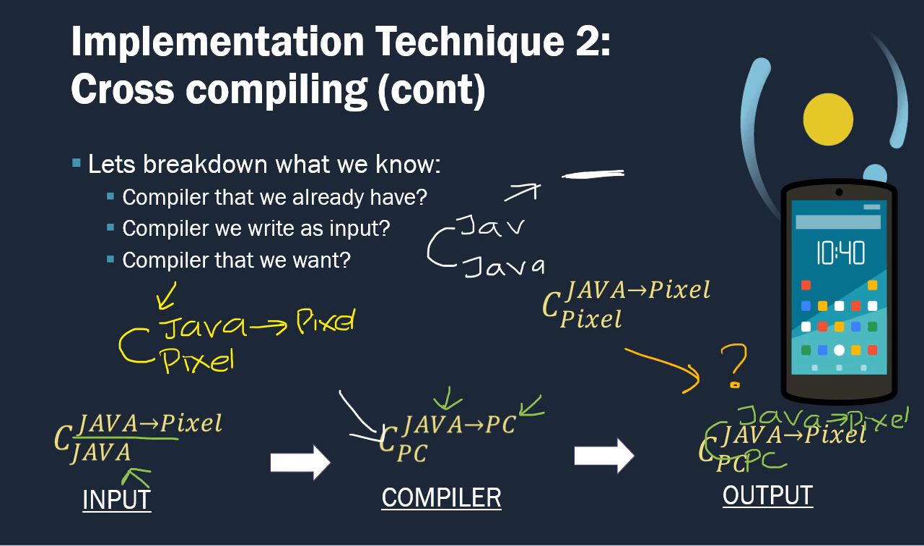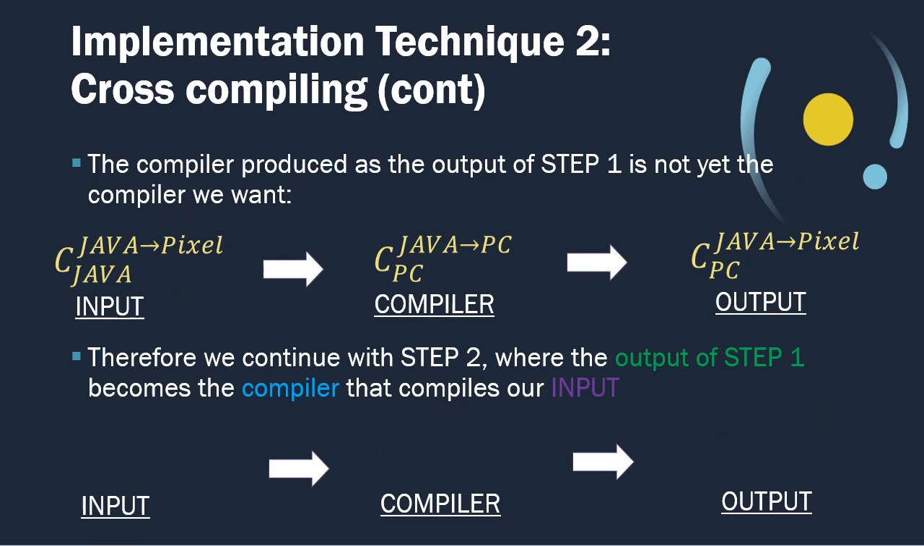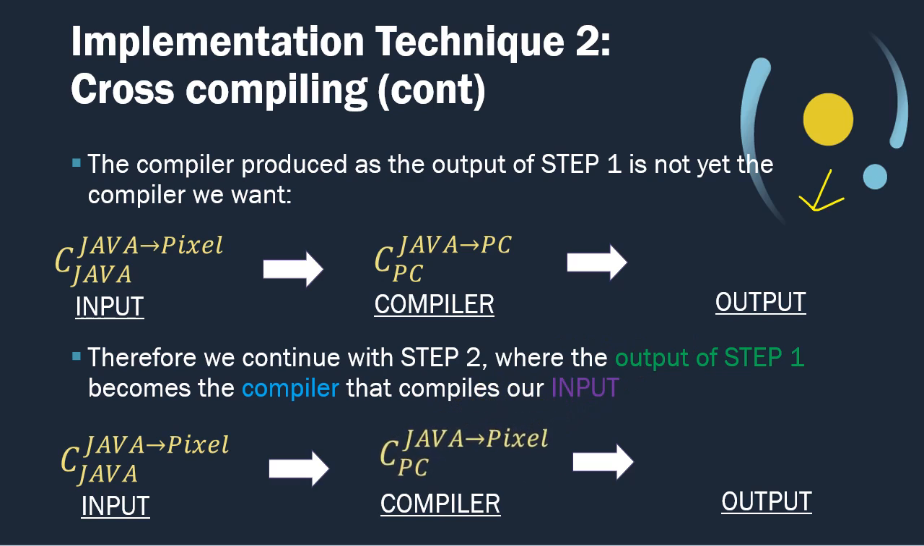No, this is not yet the compiler that we want, which means there is another step that we need to take. In step 1, we produce this compiler. We were able to produce the compiler. However, this is not yet the compiler that we want, which means we need to do another step. So in step 2, the output of step 1 becomes the compiler that compiles our input. So let's place our output of step 1 to be the compiler of step 2. Meanwhile, the input of step 2 would be the same input that we have written in step 1. So this is the same compiler. You do not need to write any new program.